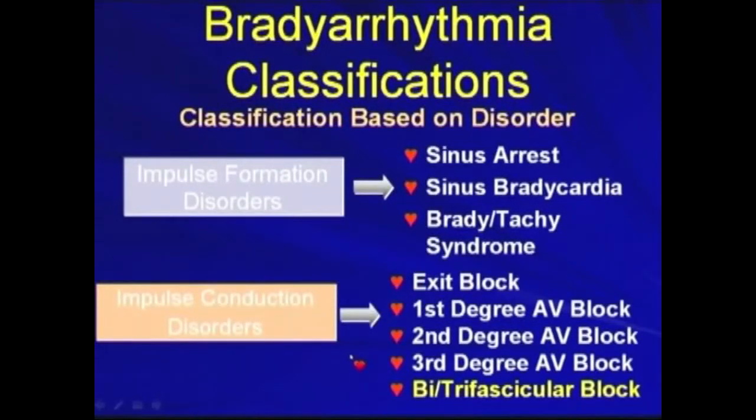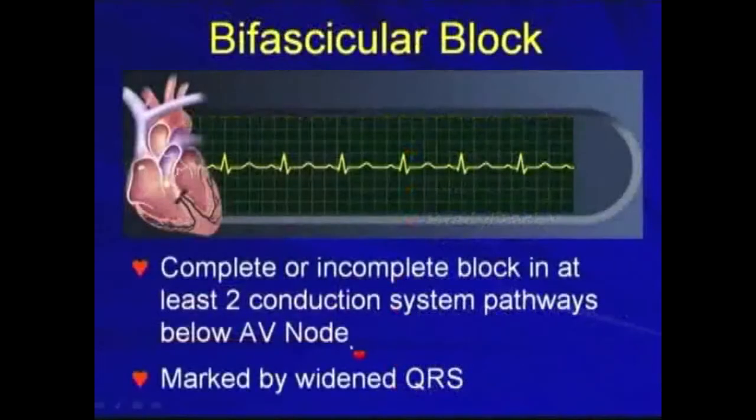Finally, let's look at the bi or trifascicular blocks in the bradyarrhythmias. For the bifascicular block, it means a complete or incomplete block in at least two conduction system pathways between the AV node, and is marked by a widened QRS complex.